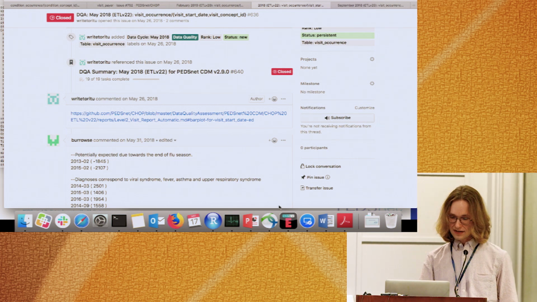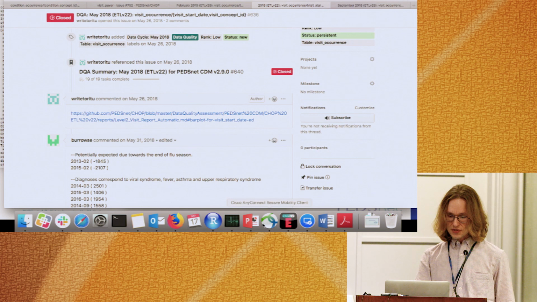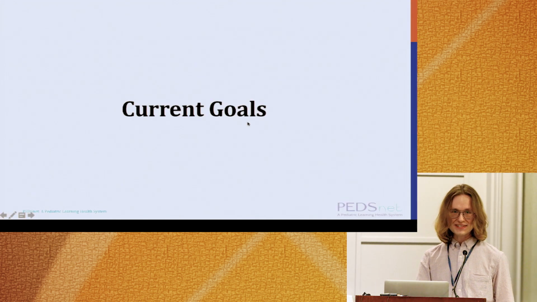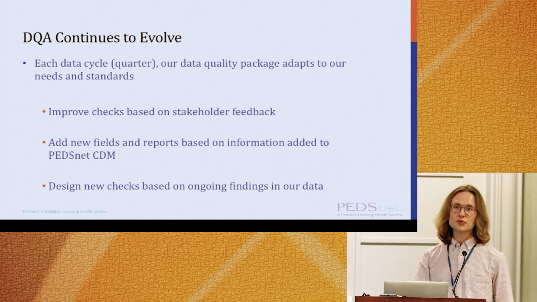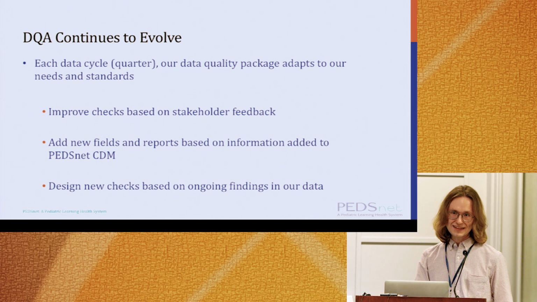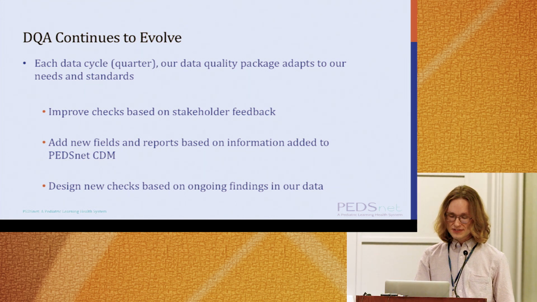I'm just going to end on current goals. Like I said, our DQA process continues to evolve. We're improving checks based on user feedback. We hear back from those ETL analysts, they tell us what they think, and that's what led to something like that temporal outliers improvement. We're adding new fields every now and again, a new domain or table as well. And we're continuing to develop new checks and put them into our DQA process.